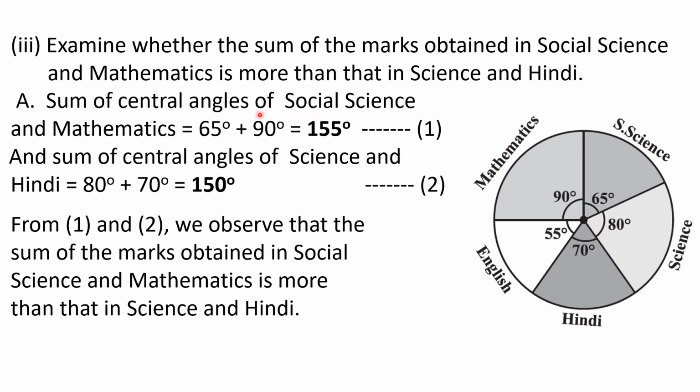It means the sum of marks in social science and mathematics is more than the sum of marks in science and Hindi. So from 1 and 2 we observe that the sum of the marks obtained in social science and mathematics is more than that in science and Hindi. So this is how we can solve these questions very quickly by this kind of method. Okay, let's move on to the next question now.